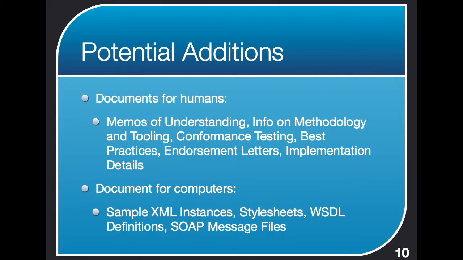Documents for computers, well, sample XML instances, style sheets, WSDL definitions if you're doing web services, as well as SOAP message files. That kind of implementation information can be very valuable, even though implementation is really outside the scope of the definitions of the NIEM and the scope of the IEPD itself. That's okay, because more information is better. So these are potential extra things that could be in an IEPD.